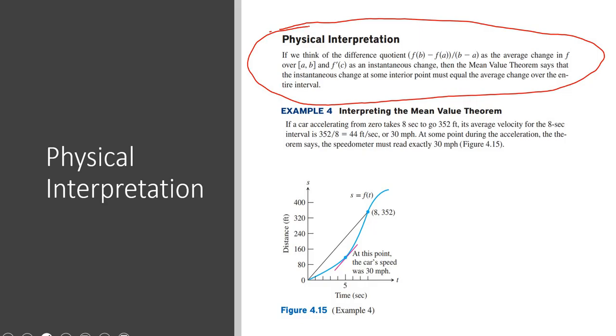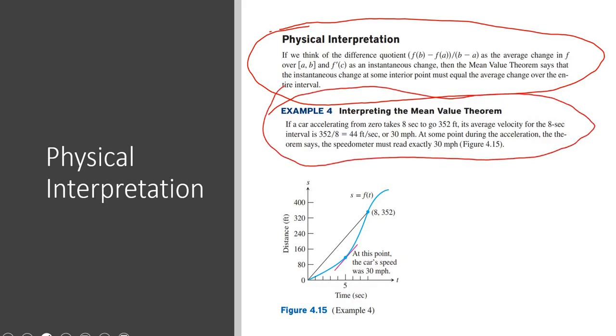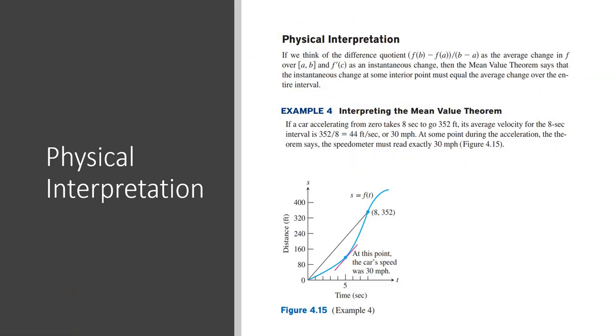And here's a great example, very similar to what I was just talking about with the car. If a car accelerating from zero takes 8 seconds to go 352 feet, its average velocity for the 8-second interval is 44 feet per second, or 30 miles per hour. And again, that's this interval right here. Draw that as carefully as I can.